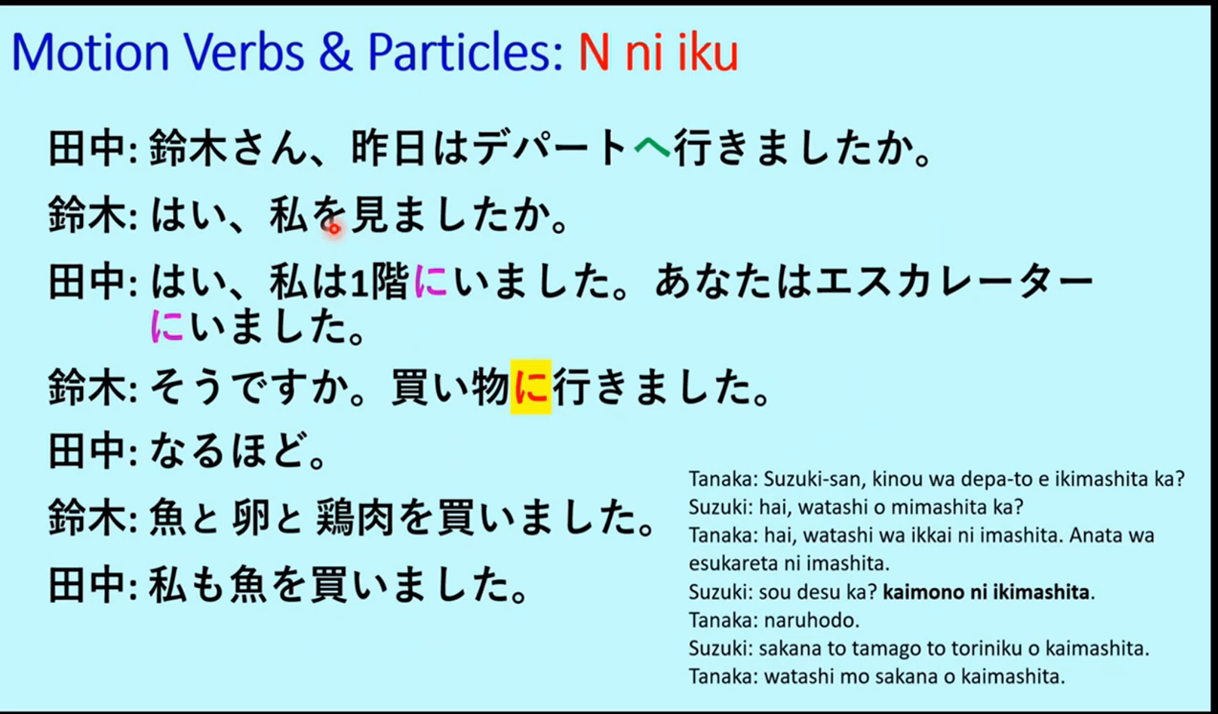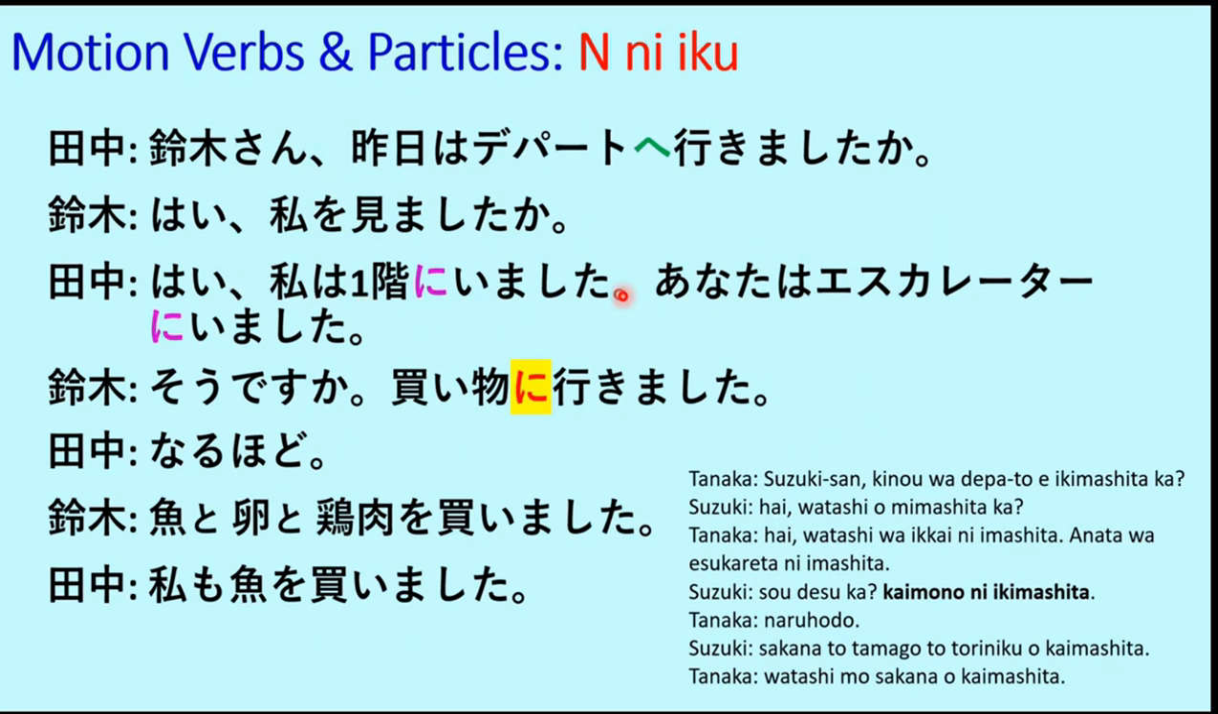Did you see me? Tanaka-san says, Hai, watashi wa ikkai ni imashita. Now ikkai means the first floor. We have learned this in one of our previous lessons. Kai is the counter for floor. So ikkai is the first floor, nikai is the second floor, sangai is the third floor, yonkai is the fourth floor, and so on. It's not called ichikai, but ikkai. So watashi wa ikkai ni imashita. I was on the first floor.